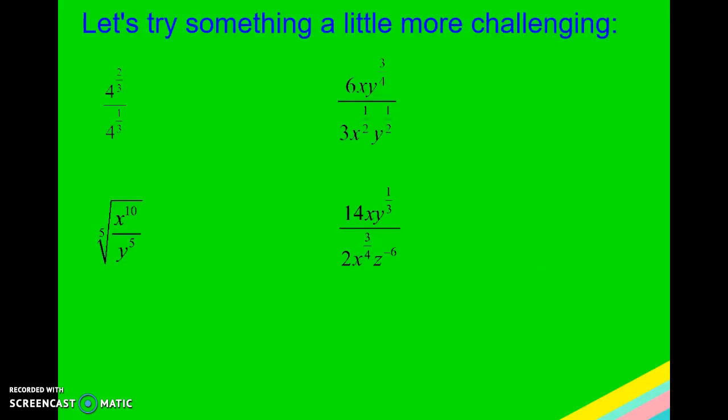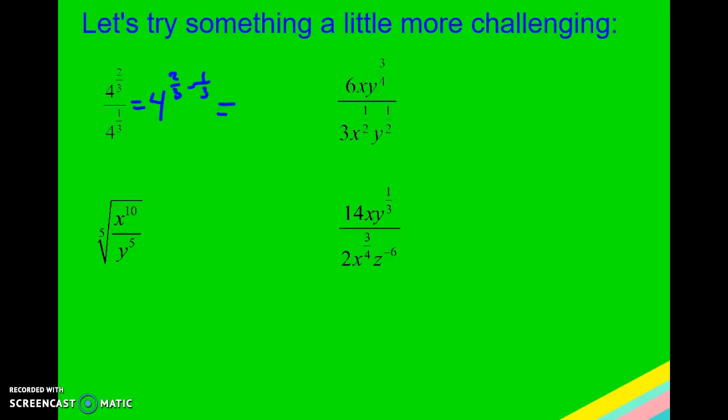So these are obviously a little more challenging than what we saw before, but we're still just following those rules of exponents that we learned back when we did square roots. So starting here in the top left, I can see the base is the same on the bottom and top. It's 4 on the bottom and 4 on the top. So when I have like bases and I'm dividing, I subtract the exponents. So that means I have 4 to the 2/3 minus 1/3 power.